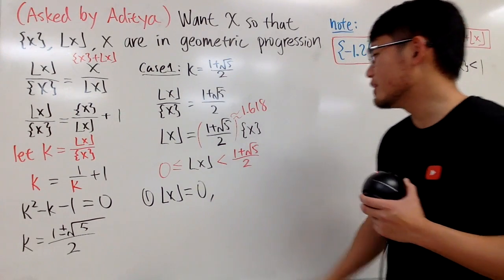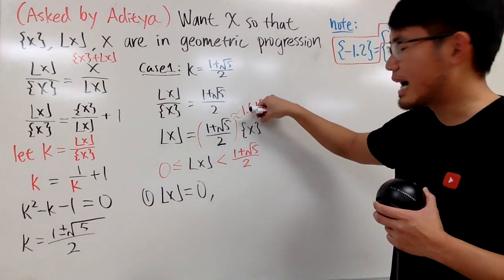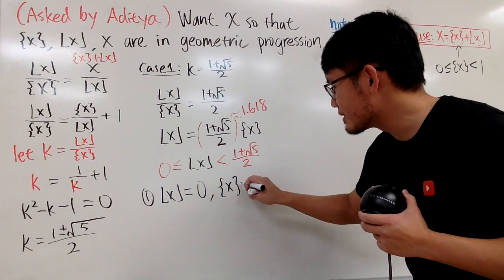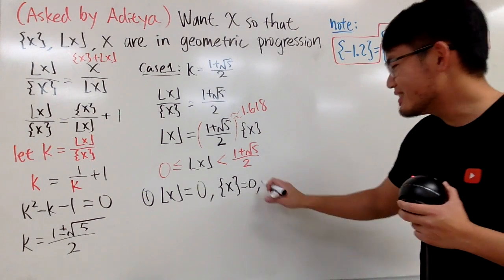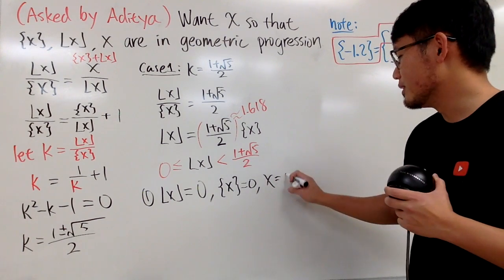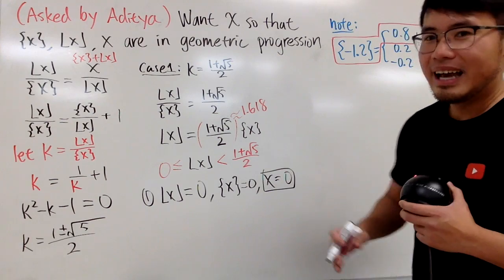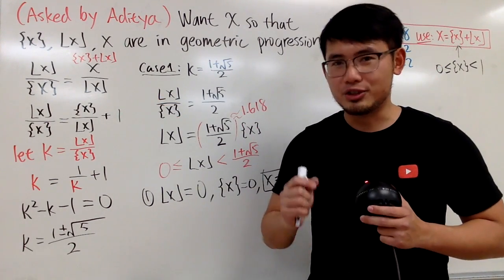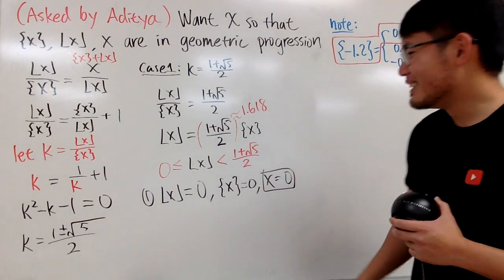In that situation, of course, you have 0 is equal to this times that. That means this right here has to be 0 as well. That means the fractional part of x is also 0. And then, of course, x is just 0 plus 0, which is still 0. And yes, when you have 0, 0, 0, that's technically a geometric progression, okay?